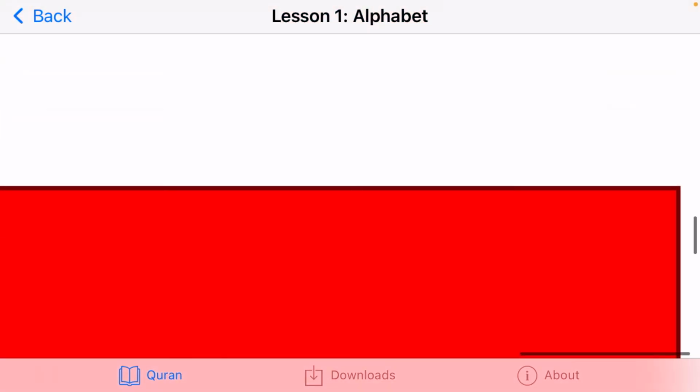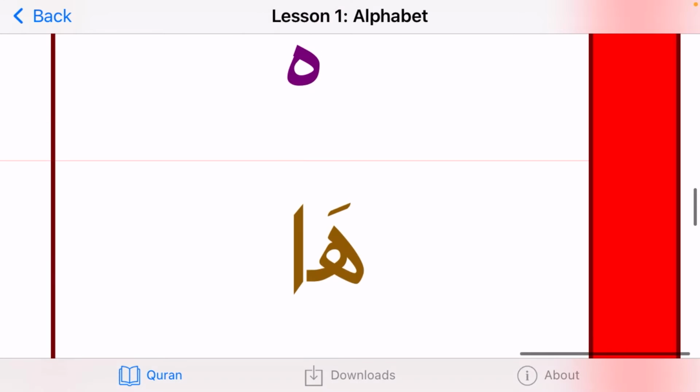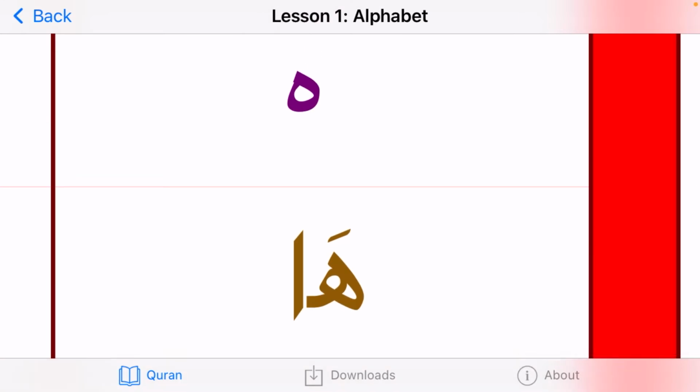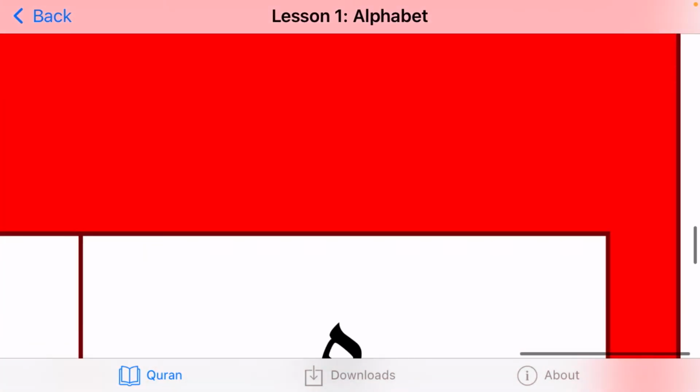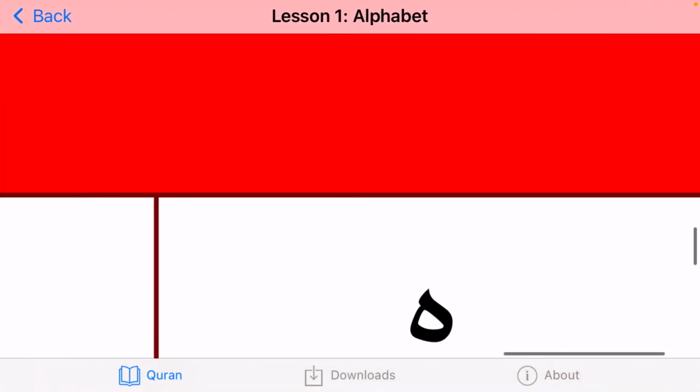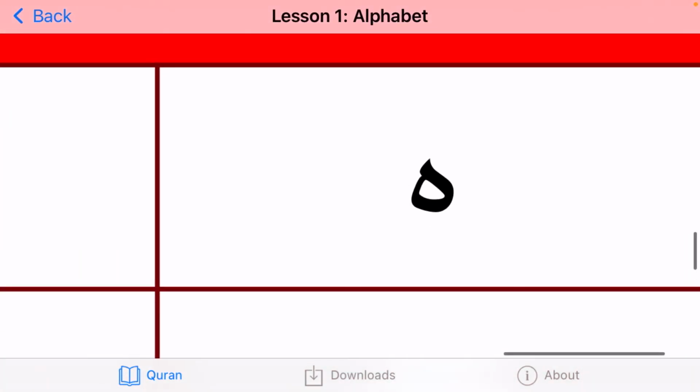As we can see previously, ha can be written in 2 different ways. It can be written like the one in purple, and it can be written like the one in brown. It can also be written differently depending on where it is in a word. If it's the first letter of the word, or the middle letter of the word, or at the end of the word. So we'll be looking at that in future lessons, inshallah ta'ala. So this is ha.